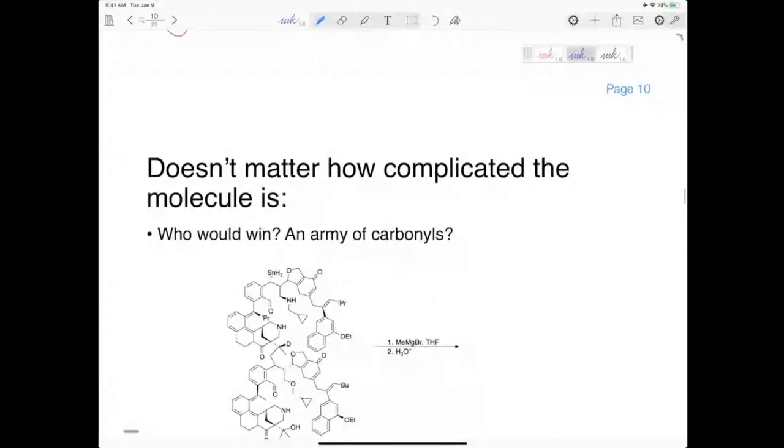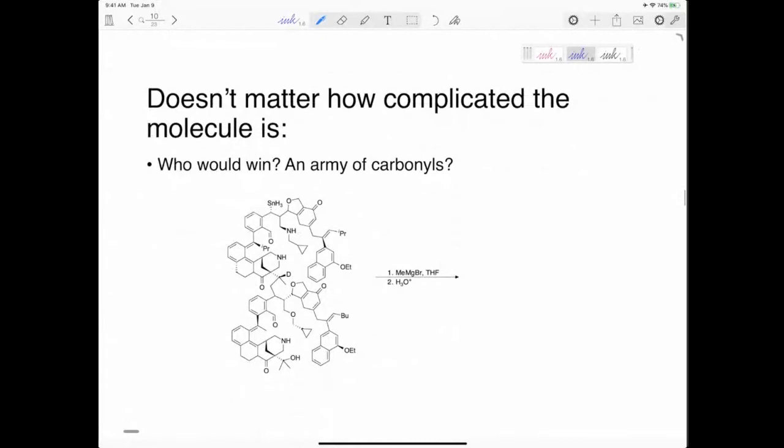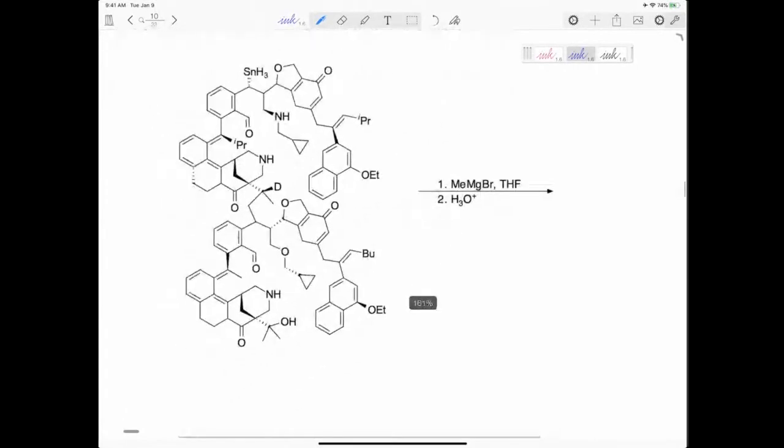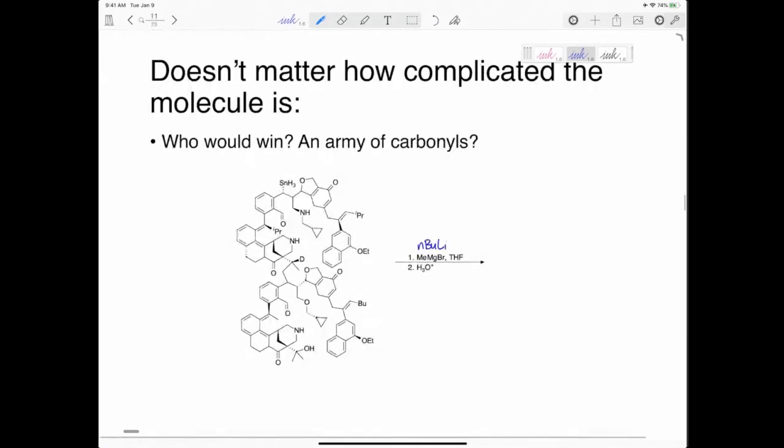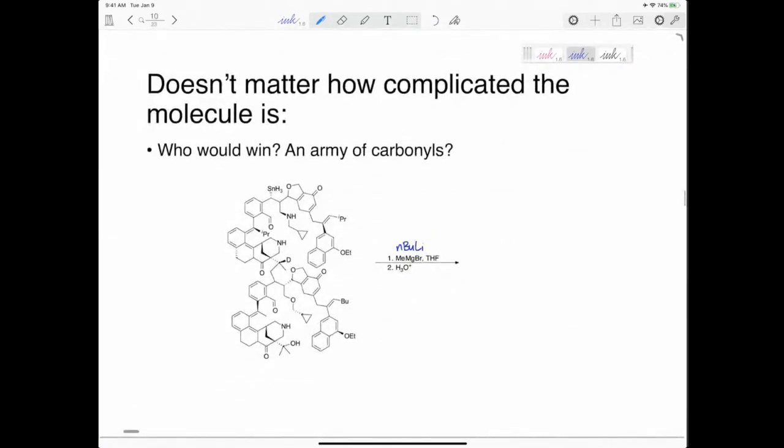Okay, so which goes to say that, remember, it doesn't matter how complicated your molecule might be. If you had a super complex molecule, and you had a Grignard reagent or even n-butyl lithium, it doesn't matter, because who will win in this case? All the carbonyls here, are they going to be good nucleophiles? Oh, sorry, are they going to be attacked, rather?